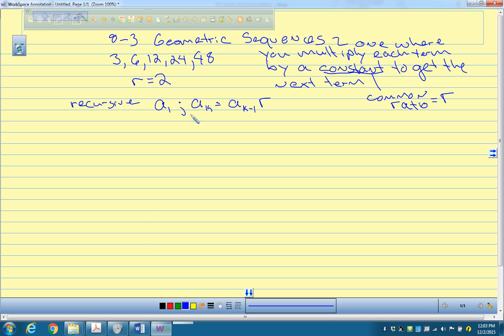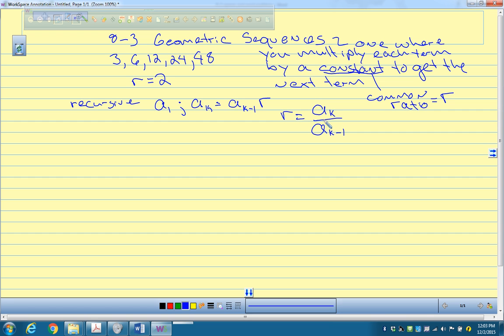So in other words, to find the next term in a geometric sequence, you take the previous term and multiply it by r. This leads to the idea that r is equal to a sub k divided by a sub k minus 1. I think in the book they call that variable n. Yeah, they call it n. But it's okay. So to find the common ratio, you divide this term by this term.